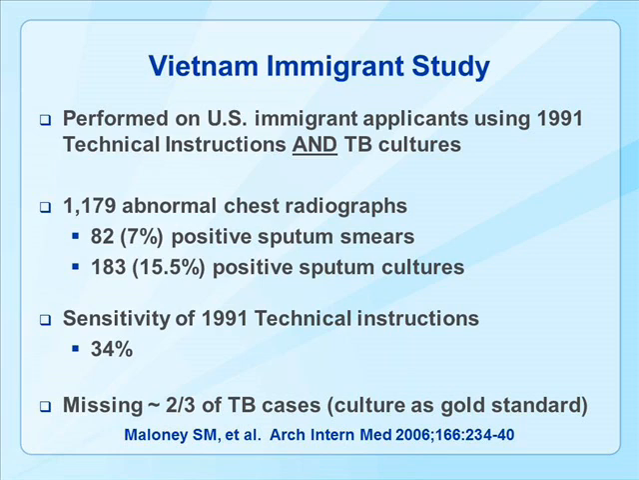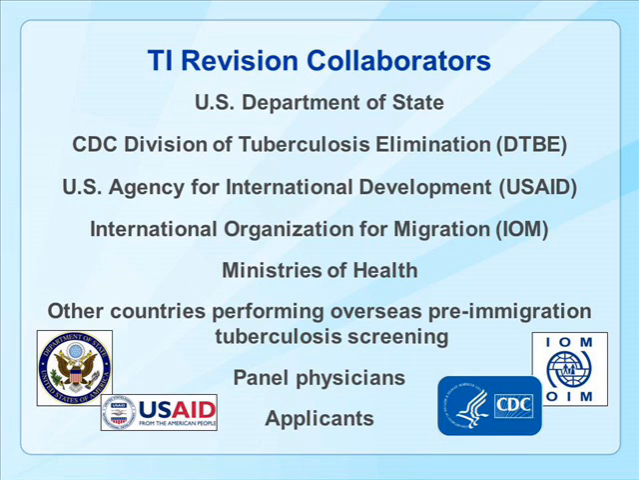So the sensitivity of the 1991 technical instructions was found to be woefully low at 34%. Approximately two-thirds of TB cases were shown to be missed by not obtaining cultures. And the reason that number is so high in this population is because it's active screening. Most of these patients were not sick or symptomatic, so they were less likely to be smear positive and culture positive. So here's who was involved in the revision, the collaborators for the revision of the TB technical instructions.